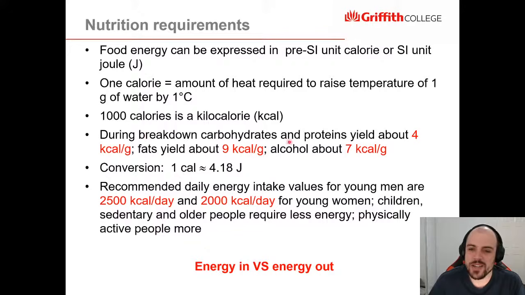Now, during the breakdown, carbohydrates and proteins yield about 4 kilocalories per gram. So proteins and carbs have a decent amount of energy. Fat has a lot of energy. Alcohol also has a lot, but we're not going to talk too much about that. And of course, it all comes down to energy in versus energy out. If you want to lose weight, if you want to burn fat, then the energy you're expending must be greater than the energy that you are putting in. And it is as simple as that. That does not mean it's easy, but it is simple.